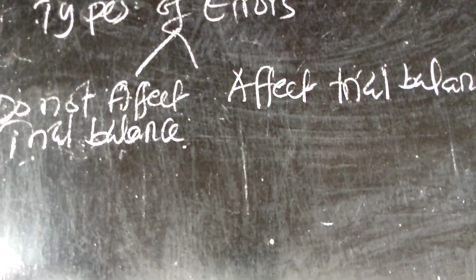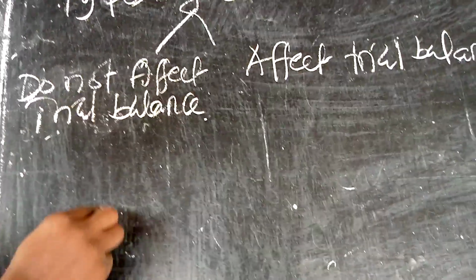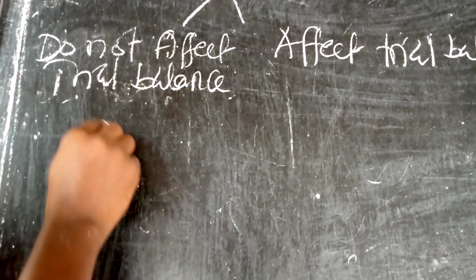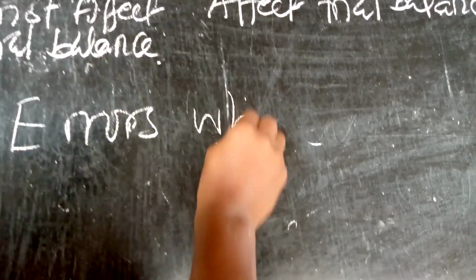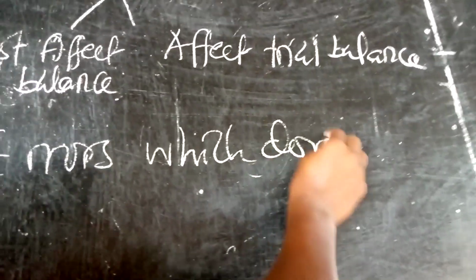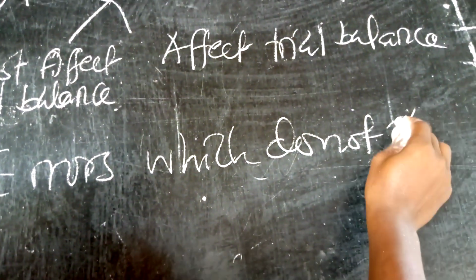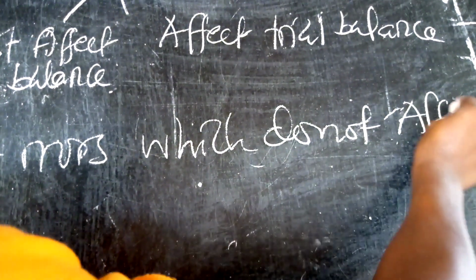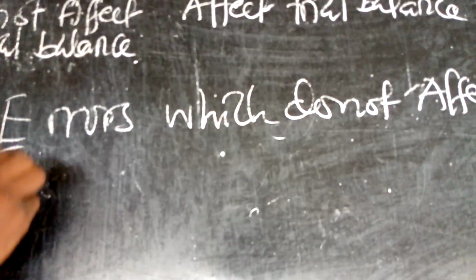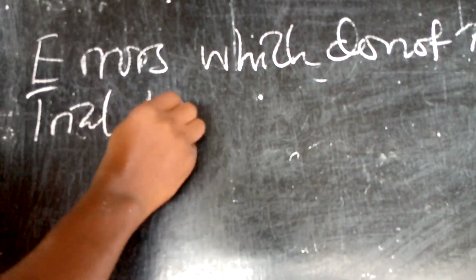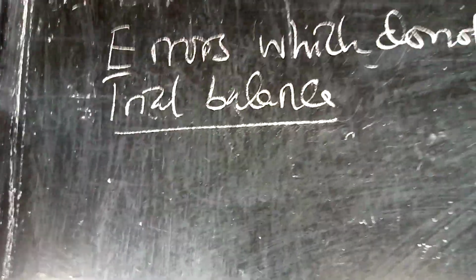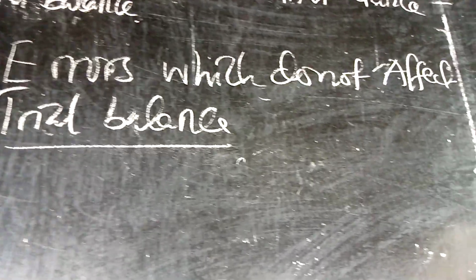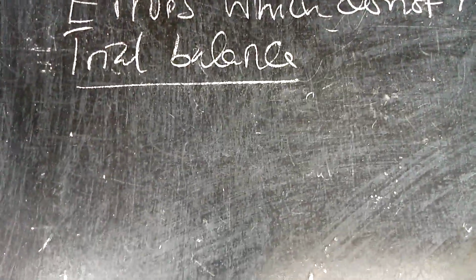So let us start with part 1, which is errors which do not affect the trial balance. Now under this, there are almost 7 of them, but sometimes in other books they show us just 6 of them.